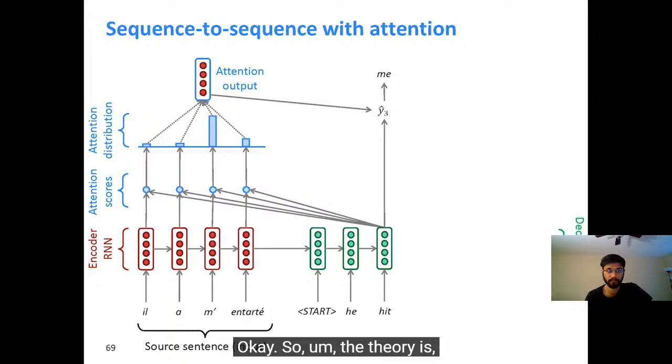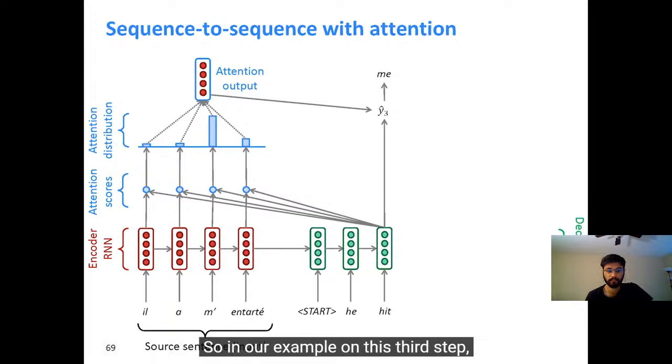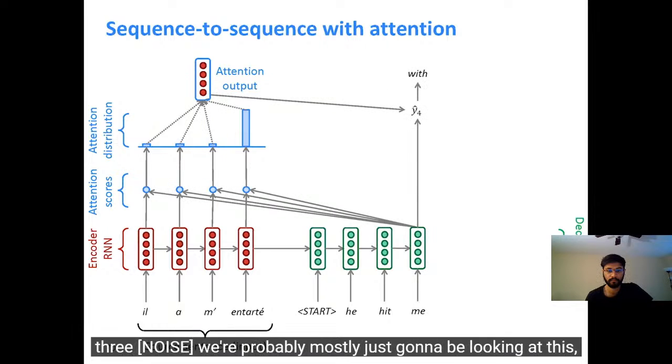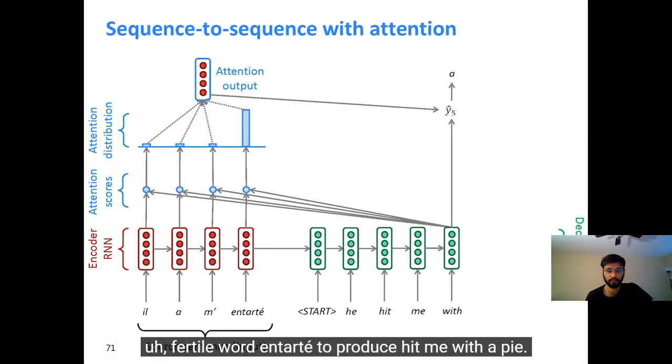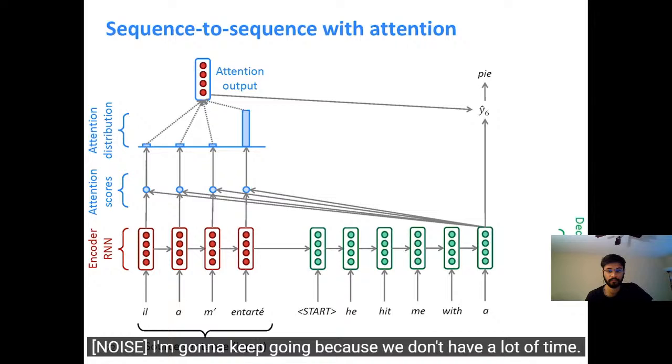Okay, so the idea is that you just do this attention computation on every step, and on each step you're going to be attending to different things. So in our example, on this third step, we look at m', which means me, when we produce me, and then on the last 3, we're probably mostly just going to be looking at this fertile word entate to produce hit me with a pie. I'm going to keep going because we don't have a lot of time.